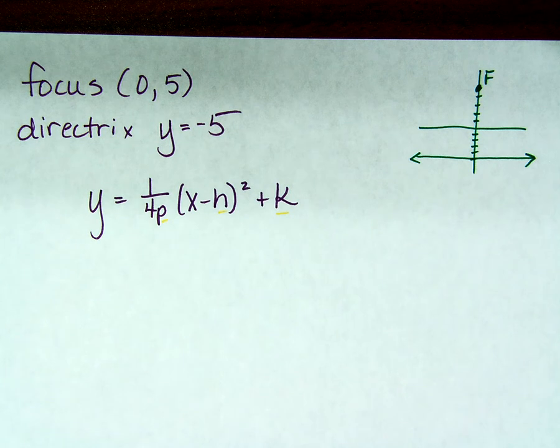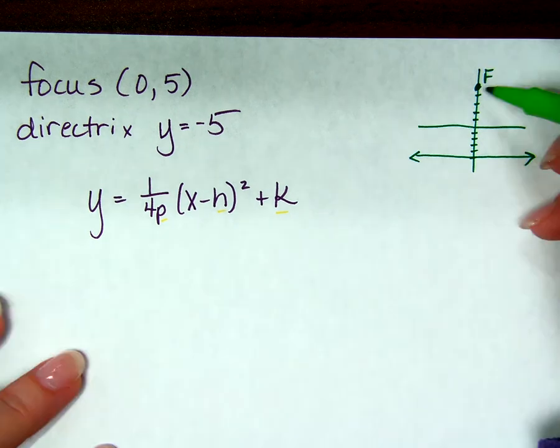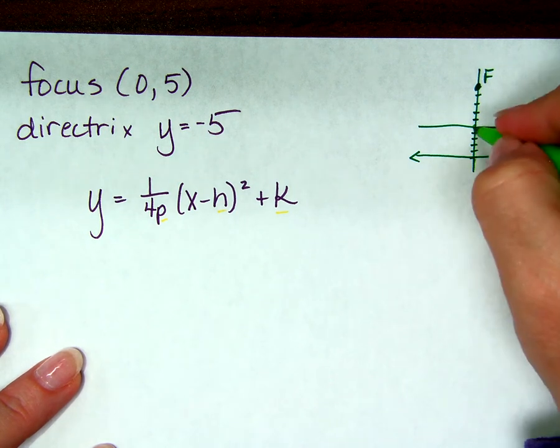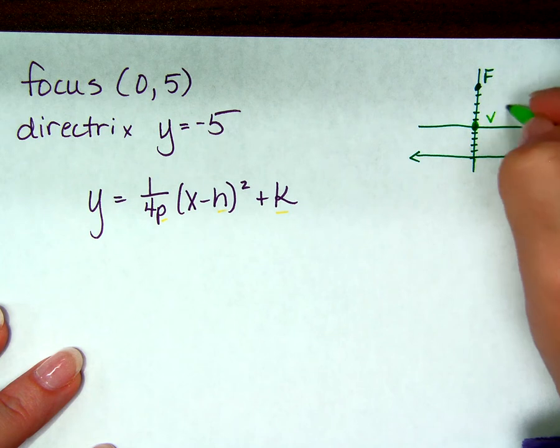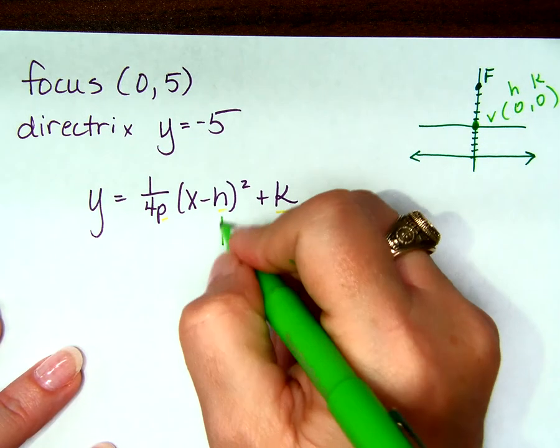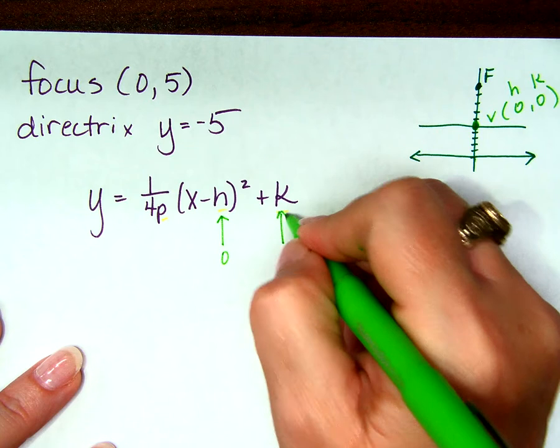That's the vertex, right? Did they give me the vertex? No, but is it something I could figure out based on what they did give me? Where is the vertex? Isn't it exactly in between the focus and the directrix? Well, if this is the focus and this is the directrix, this is 5 up and 5 down, isn't that my vertex? It's 0, 0. So isn't that H and K? So H is 0 and K is 0.